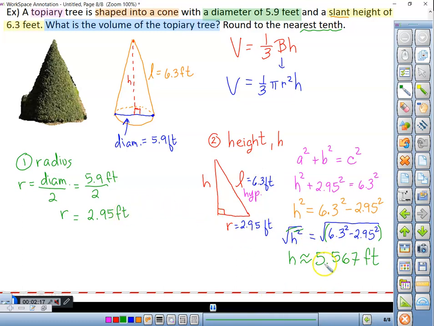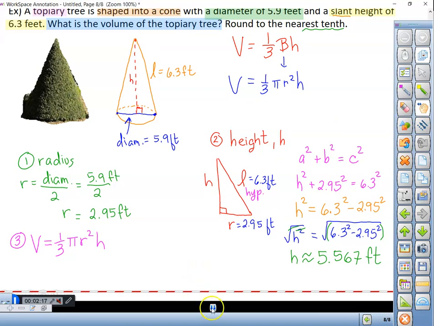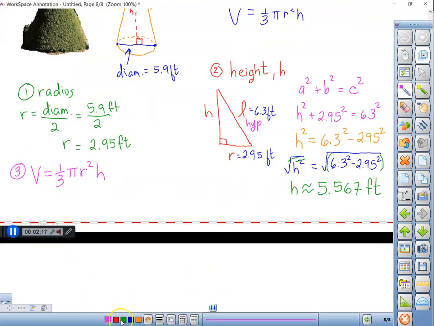So now we know radius and we know our height h. So now we are ready to calculate the volume of our cone, which is also our topiary tree in this case. So our volume again is 1/3 times our base area, which is our circle area, pi r squared, times our height h. So, plugging in our values now for r and for h, our volume is going to become 1/3 times pi times 2.95 feet, quantity squared, times our height of about 5.567 feet.